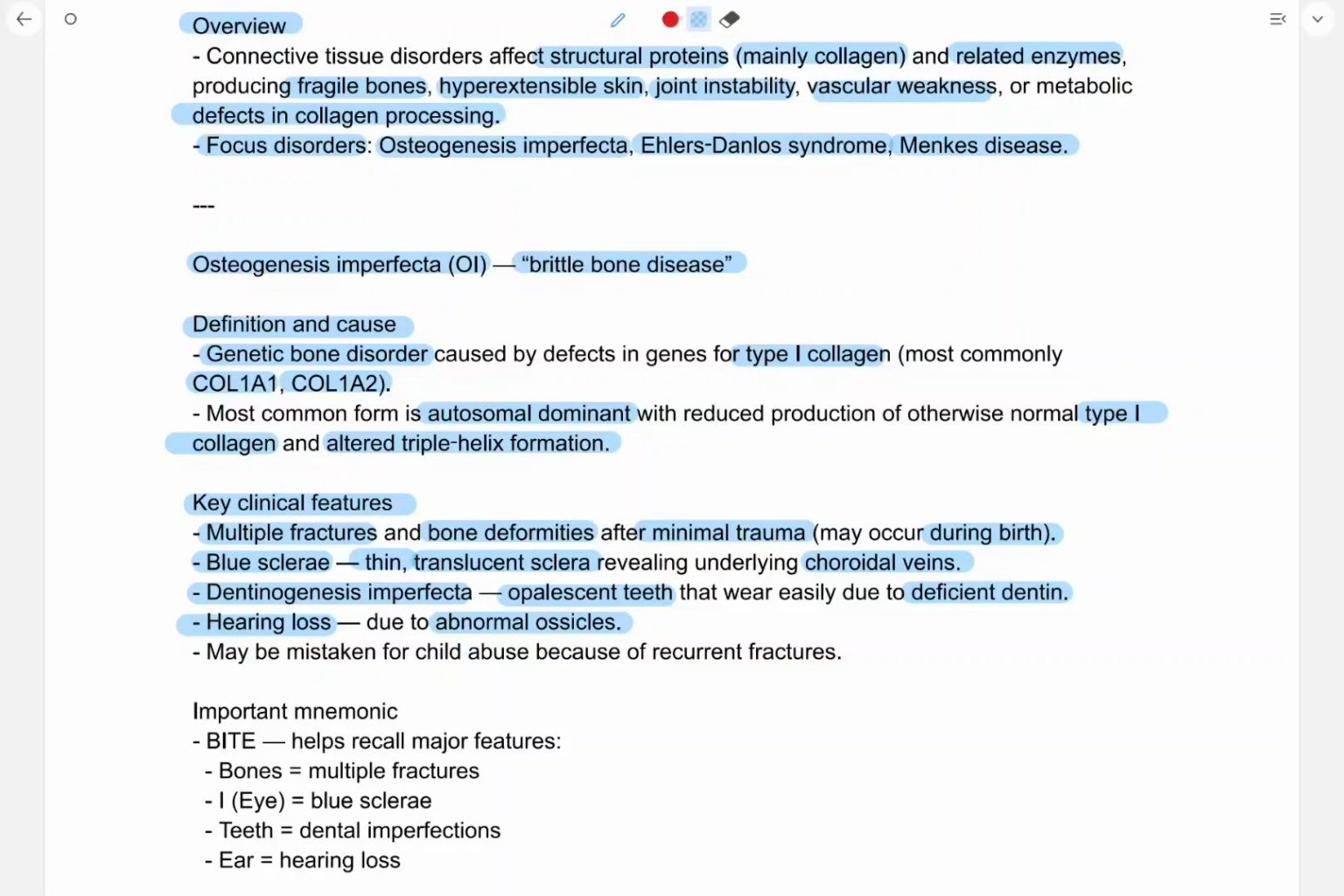The important mnemonic for understanding osteogenesis imperfecta is BITE. It helps recall the major features. B for bones, I for eye, T for teeth, and E for ear. For bones, multiple fractures; eye, blue sclera; teeth, dental imperfections; and ear, hearing loss.